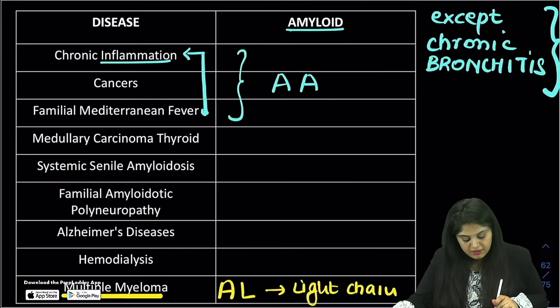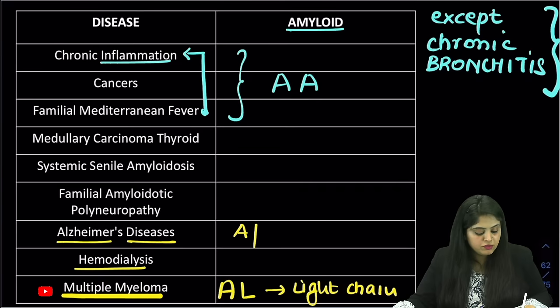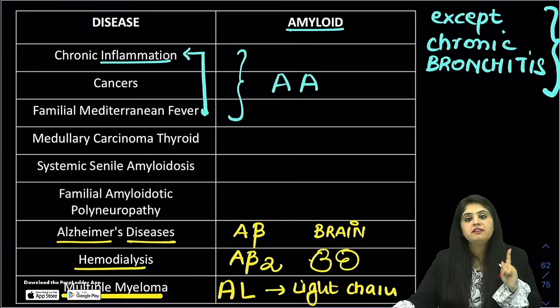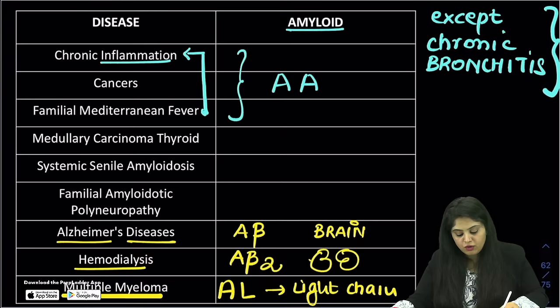Coming back, so this is done. Now, this is the question that we had asked you this morning. Alzheimer's disease and hemodialysis. Alzheimer's disease shows you A beta and hemodialysis shows you A beta 2 because kidneys are 2 and brain, I wish we had more brains to crack NEET PG, but unfortunately we have only one brain. So one brain and one beta, and two kidneys and two beta. That is how we always learn it.